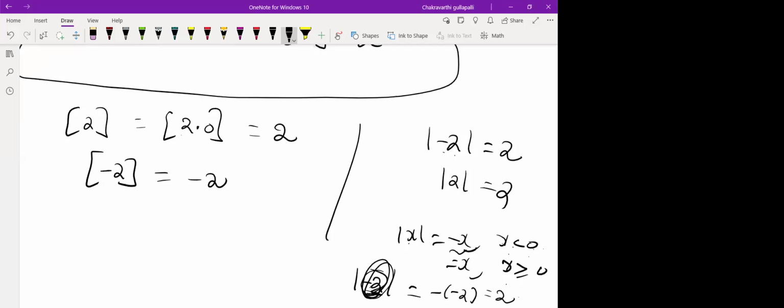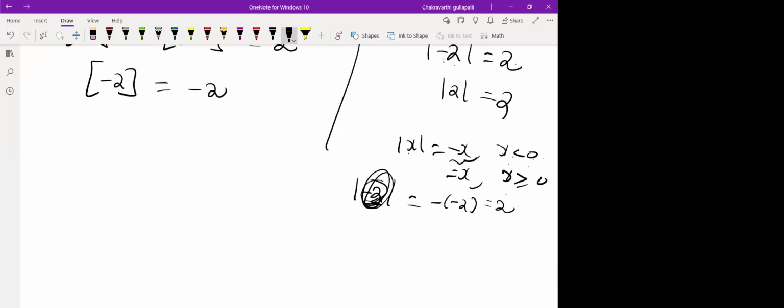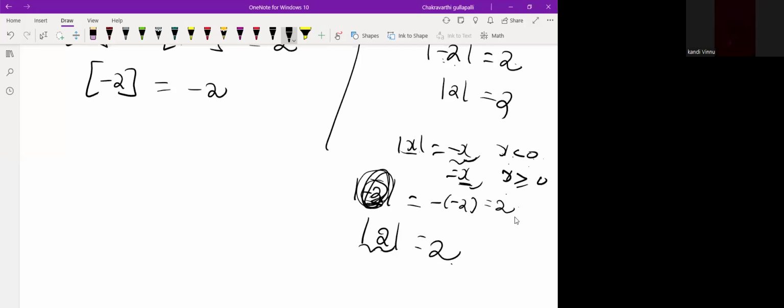This is how you got that modulus of any negative number is always positive. Your teacher told you in 6th class that modulus means negative also you take as positive. Positive means positive only. Because for modulus of 2, x is 2, compare with this: 2 is greater than 0. So we have to use this formula, so mod 2 is 2 itself. So if it is positive, it is itself. Modulus of a negative number is also taken as positive. How you got this is because of this condition.